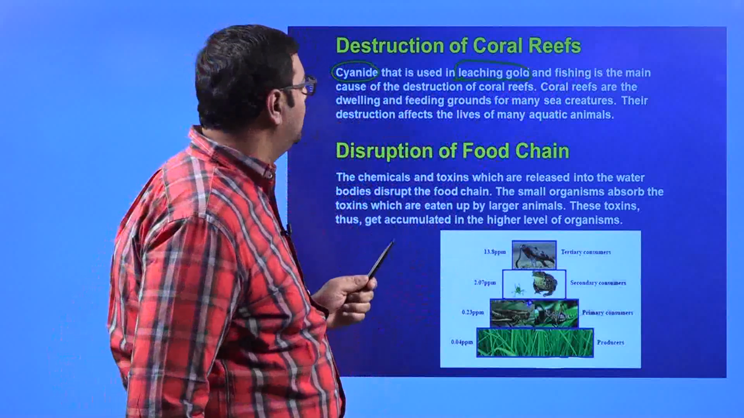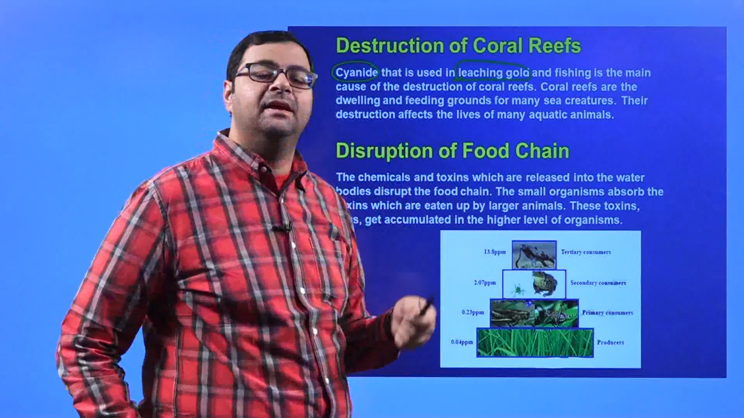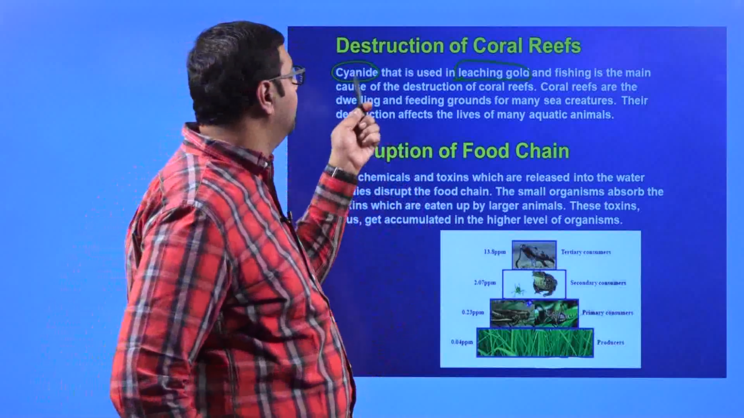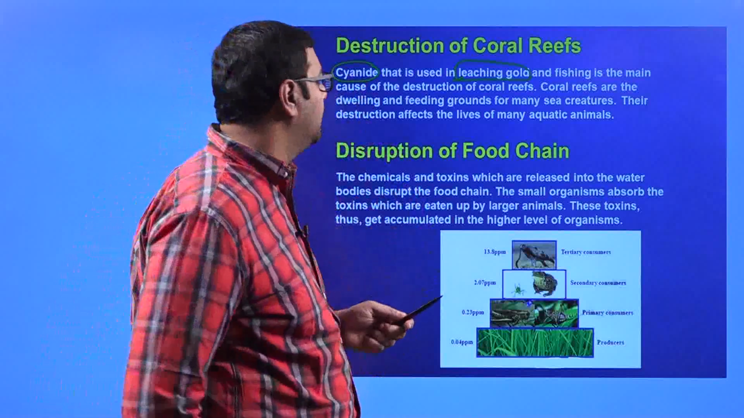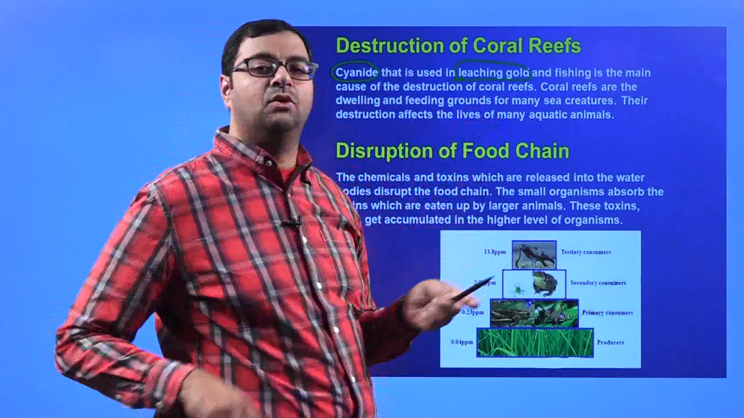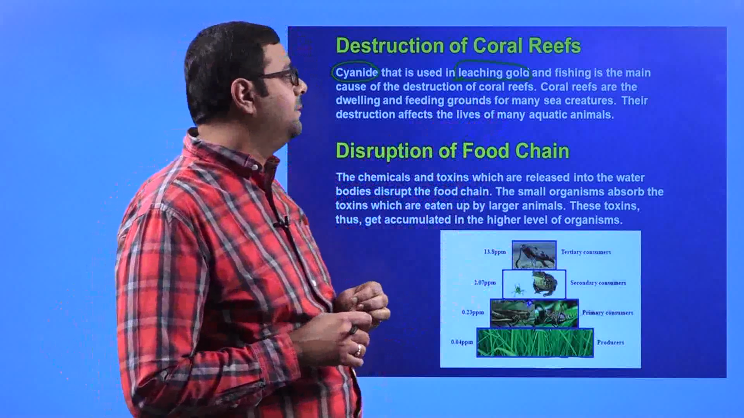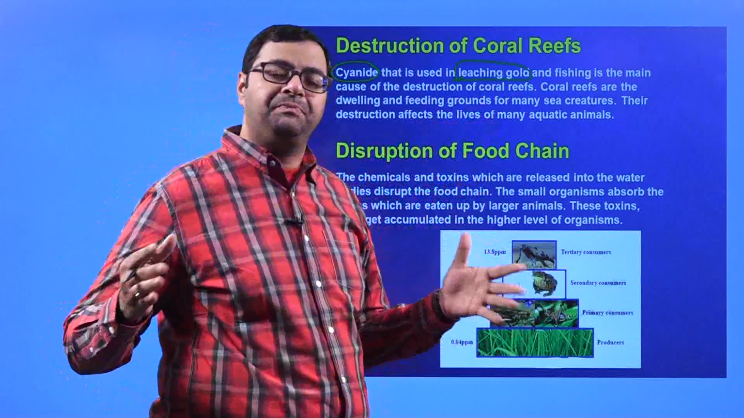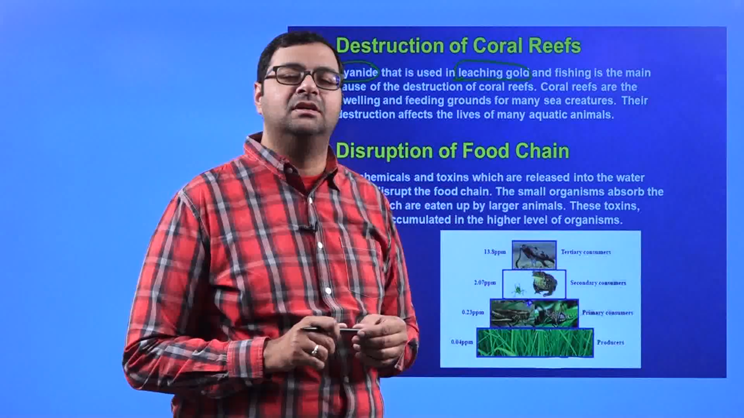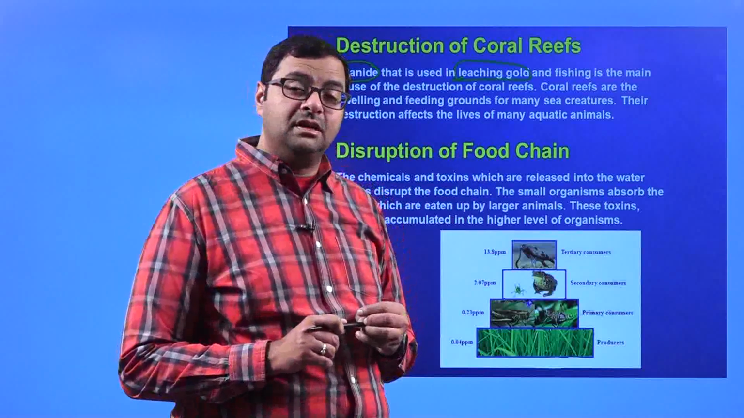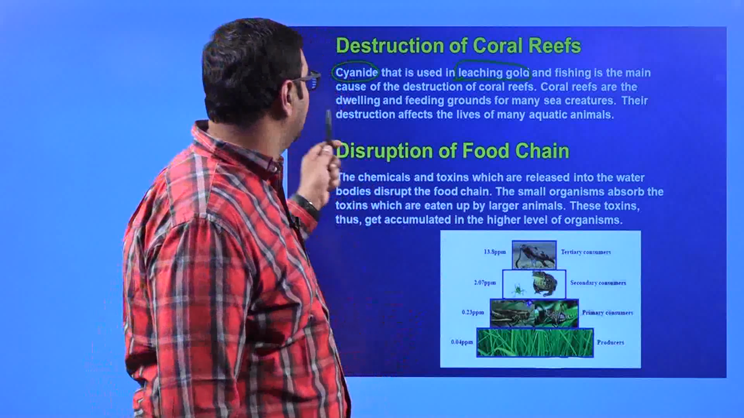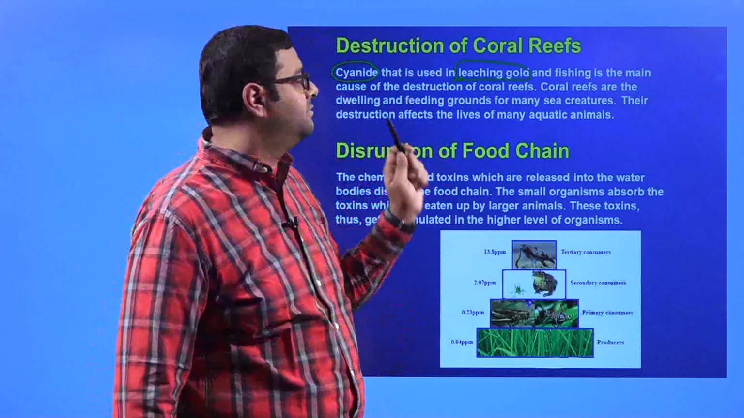So fishing and cyanide are both very destructive for the coral reefs. Now coral reefs are the dwelling and feeding grounds for many sea creatures. Once they are developed, they form a feeding ground, and many sea creatures come here in search of food near the coral reefs. Now their destruction affects the life of many aquatic animals.